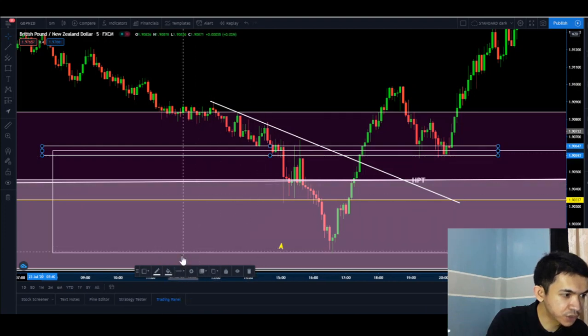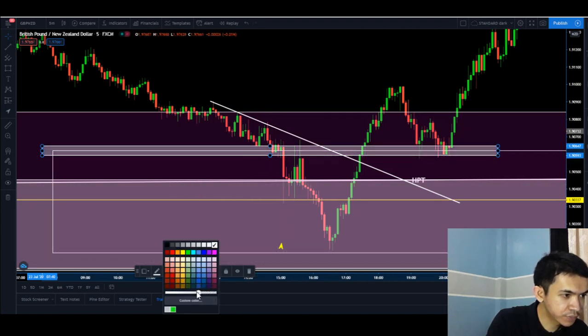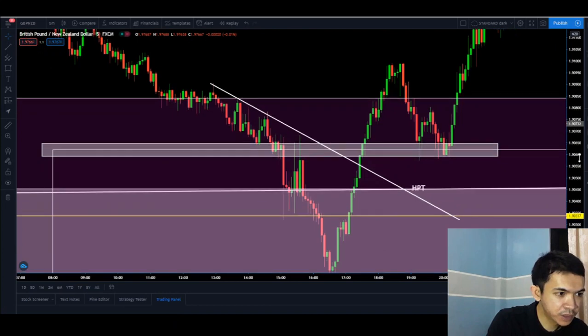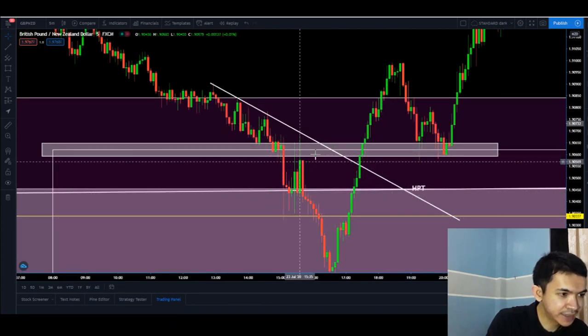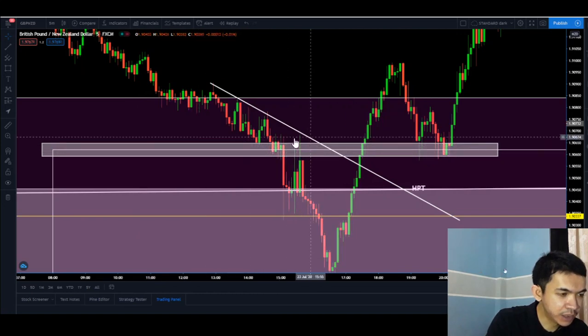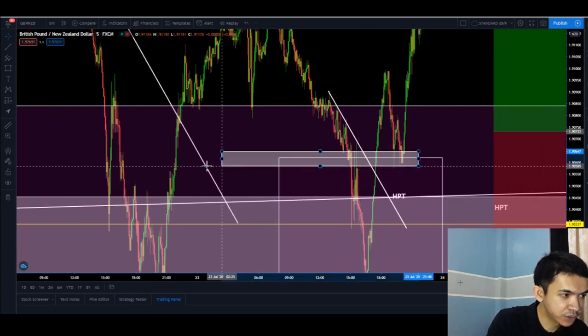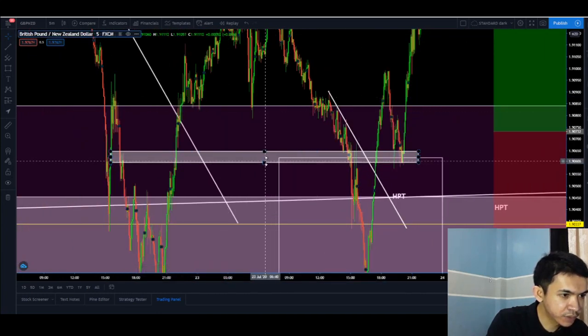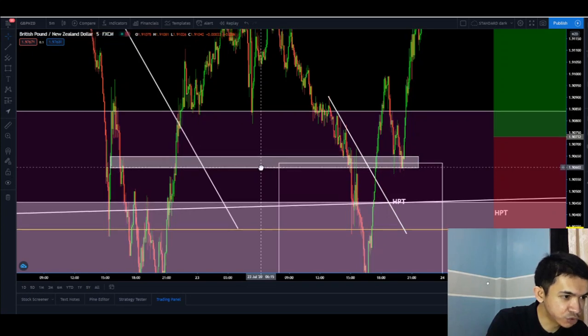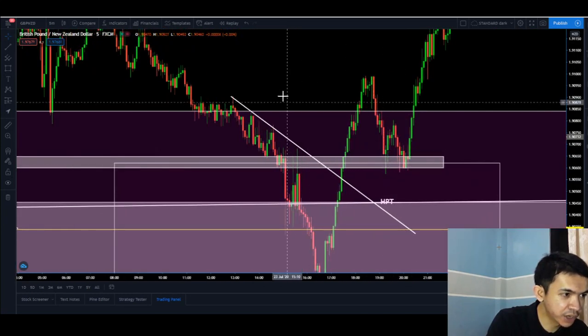As per structure, see, the price broke out at this key significant level. Why? There are multiple touches, and also here, right? We can also assume that the price also can react where?